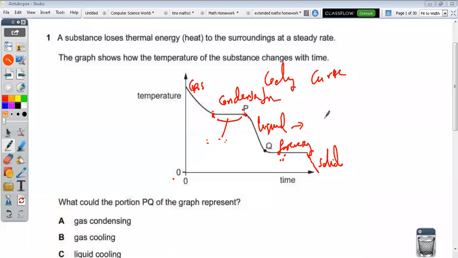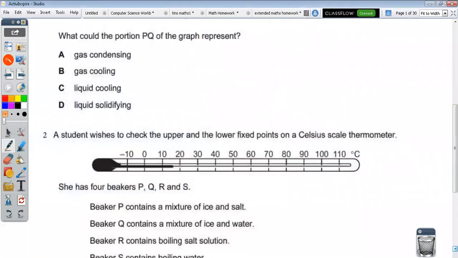You're making sense now. So which point could PQ represent? PQ is the liquid cooling. Yes, the liquid cooling. The opposite of that now.